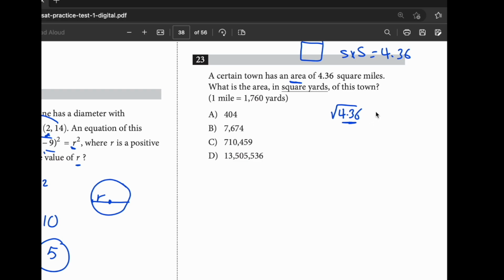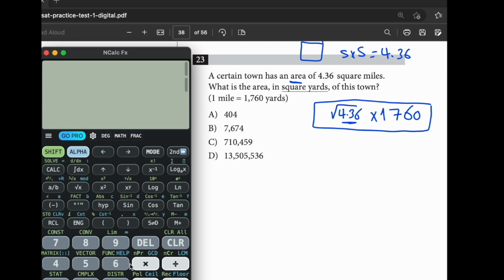Now we can change it into yards, so it will be times 1,760. So this is the side length but in yards. So we can calculate it: radical 4.36 times 1,760. This is the side length in yards. Now we can find the area. How can we find the area? You will multiply this side times itself. So times itself, it will be D.